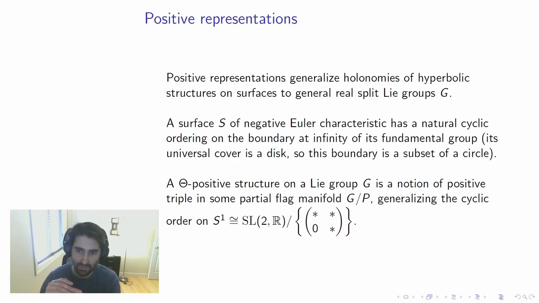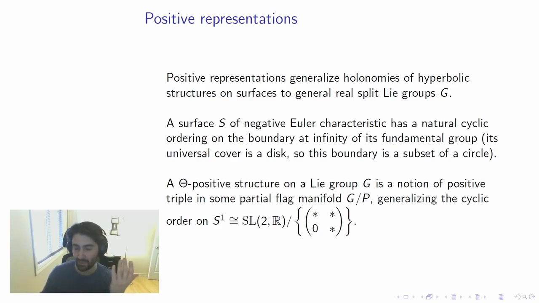So on some partial flag manifold, you define a notion of positive triple. It tells you basically when a triple of points in the flag manifold is ordered in the right way, and this is similar to the cyclic order on the circle. This generalizes the case of SL2R. If you quotient SL2R by the upper triangular matrices, you get the circle, and the circle has an SL2R invariant cyclic ordering. And this is the same as the one on the boundary of H2.